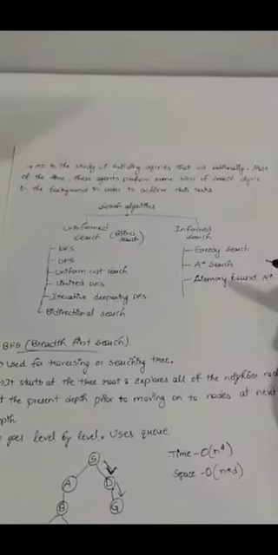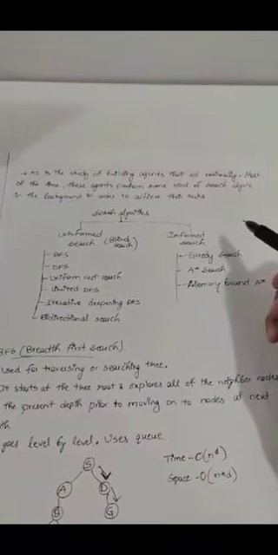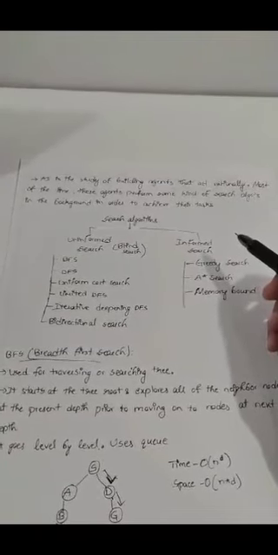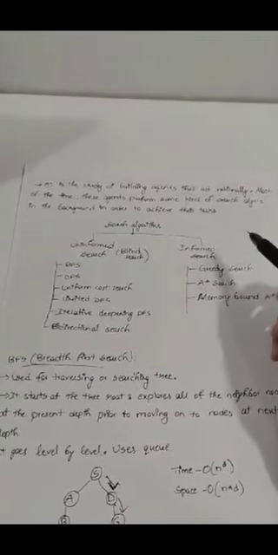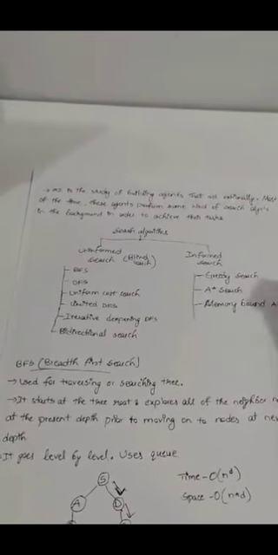Now let's see about search algorithms. Artificial intelligence is the study of building agents that act rationally. Most of the time these agents perform some kind of search algorithm in the background in order to achieve their task. So in order to perform any type of task, search algorithms are necessary.